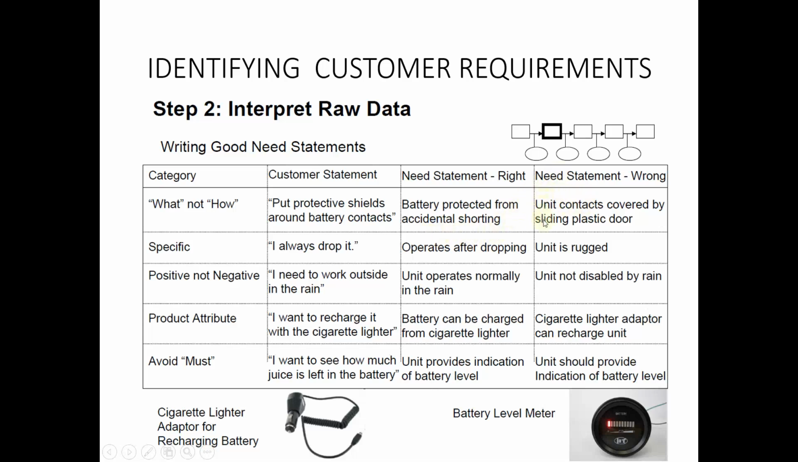And this is the way of wrongly representing a need statement that is shown here: the unit contacts covered by sliding plastic door. That is not the requirement. Actually, what the customer meant was there should not be any shorting.